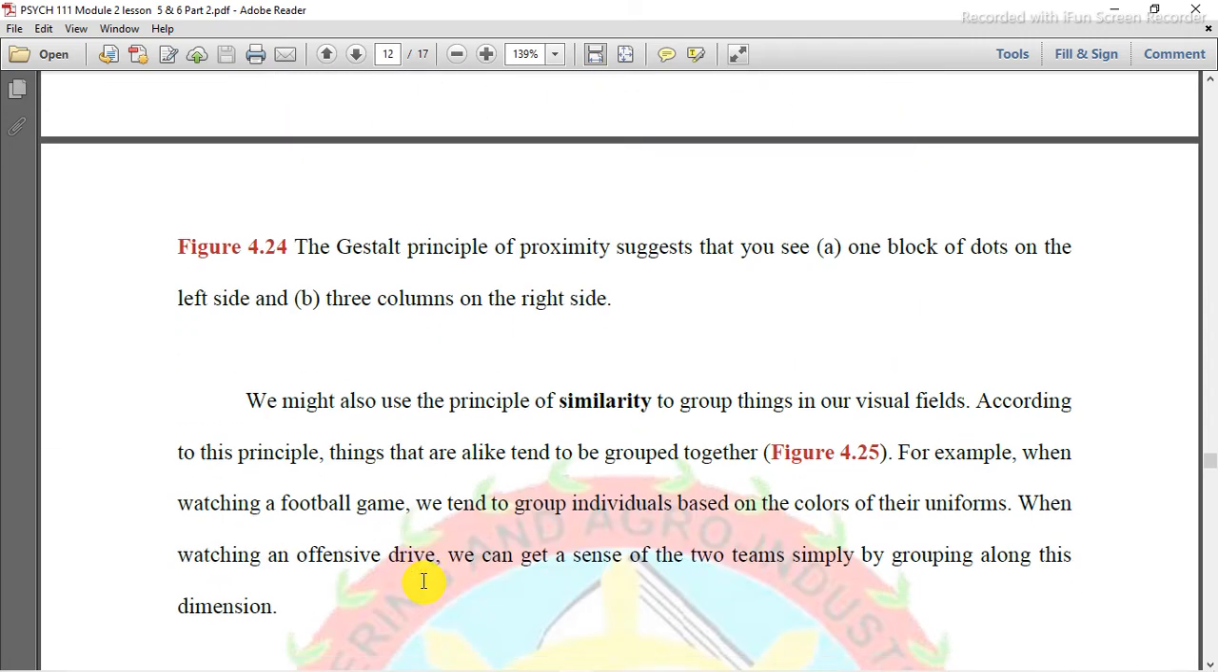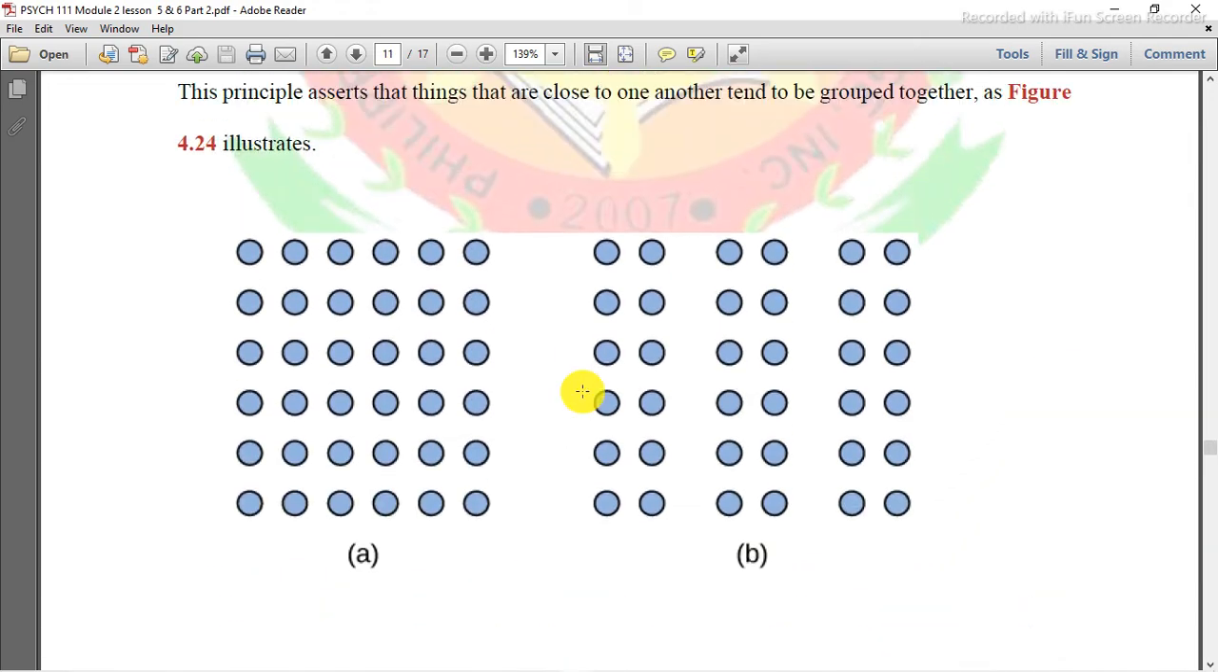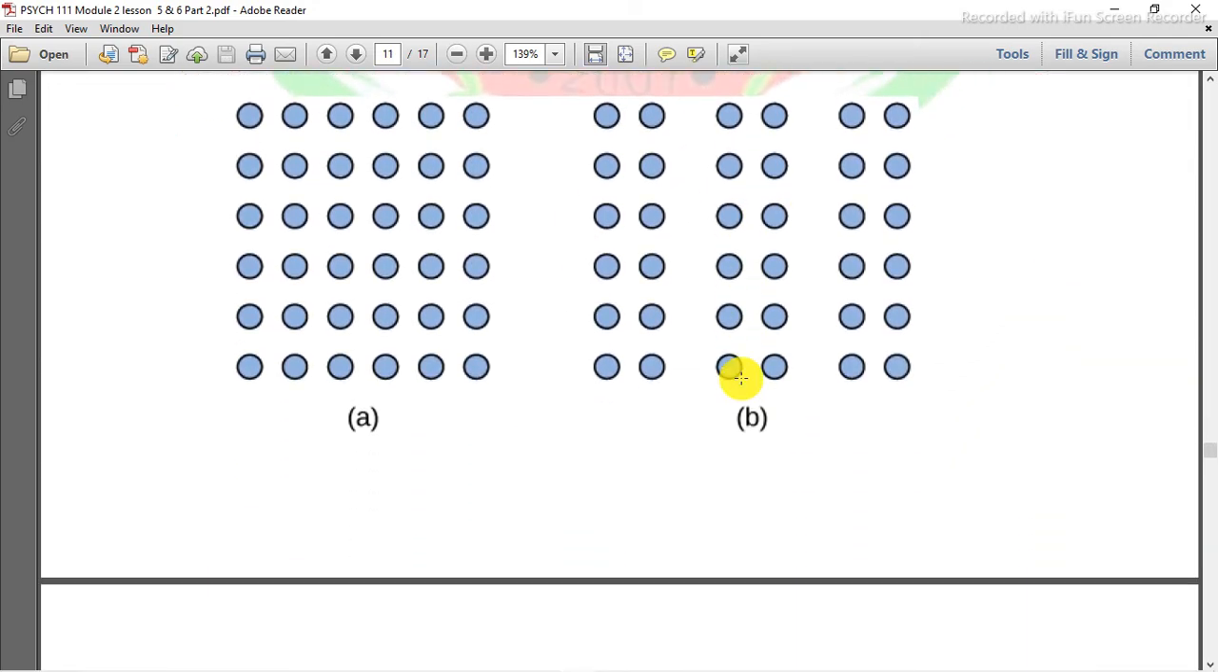Also, another Gestalt principle of proximity suggests that you see a block of dots on the left side and 3 columns. Parang may columns, no? Parang may column dito na nangyayari.